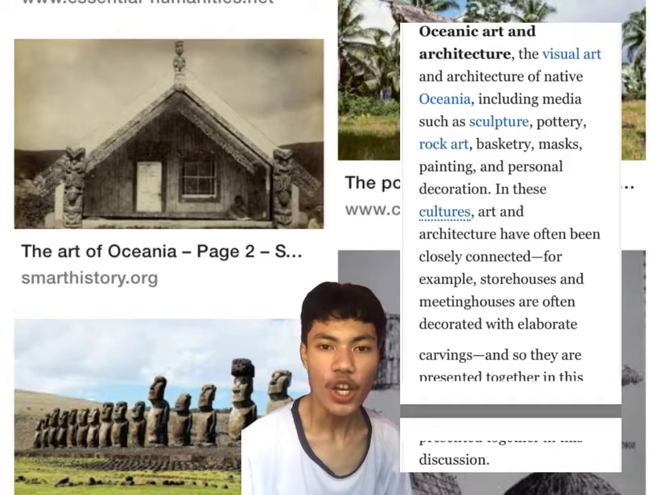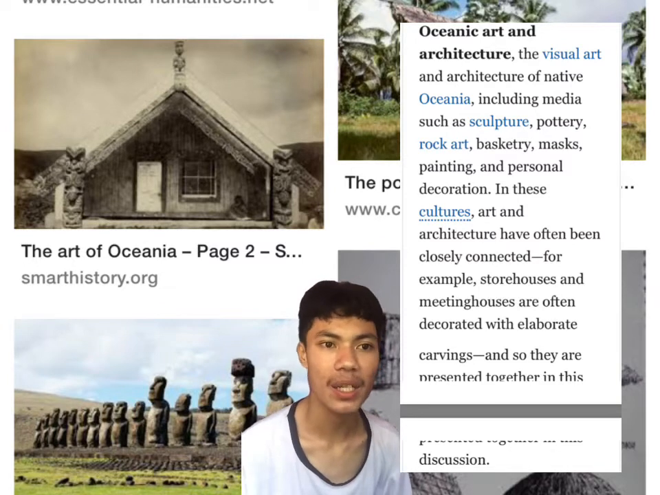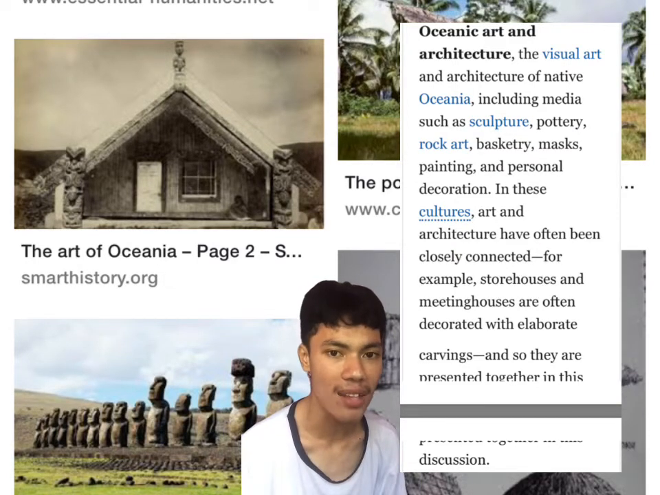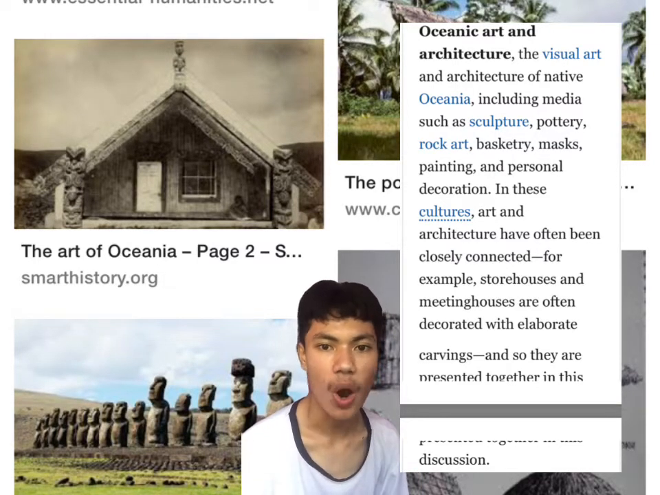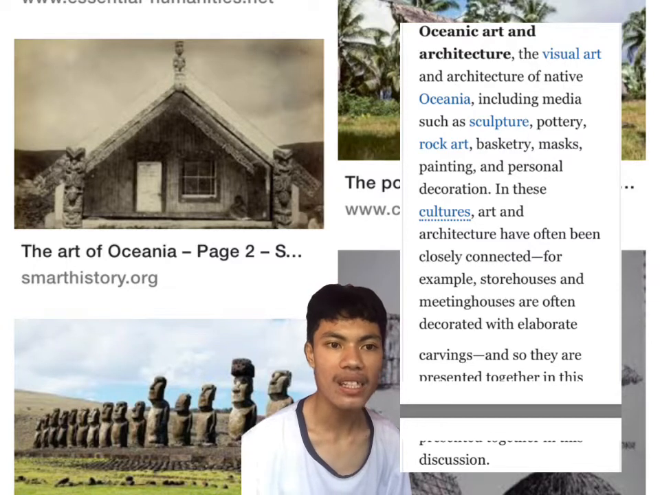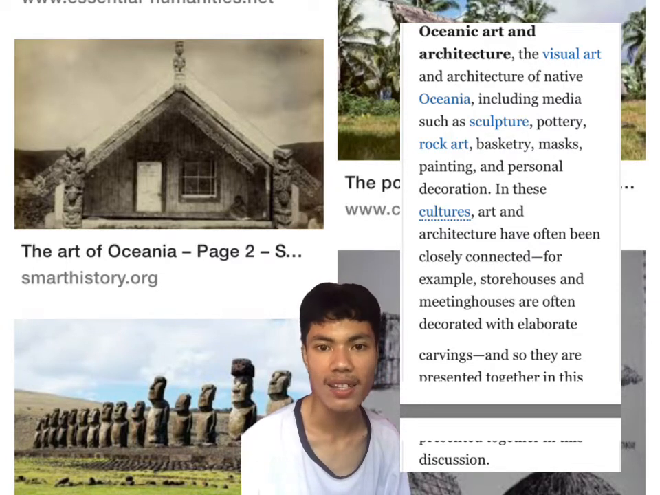Meaning to say, yung mga halimbawa ng nabanggit kong oceanic art is such as the sculpture, pottery, rock art, and basically mask, and including the painting. While the best example of oceanic architecture are those meeting houses and storehouses na madidiscuss natin sa videong ito.